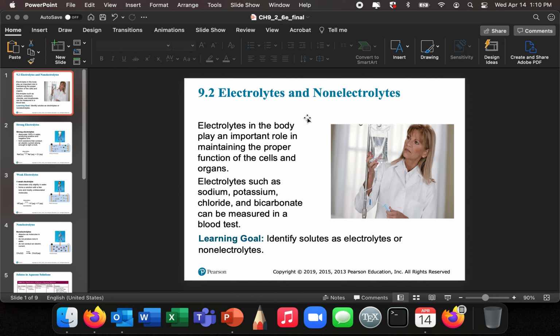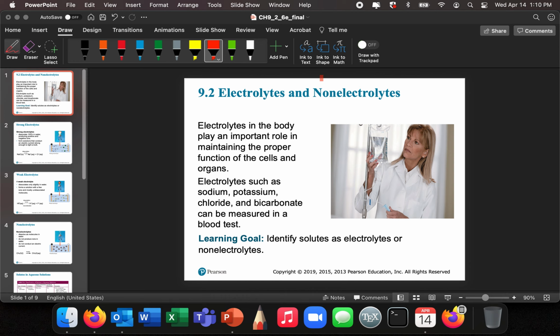So now we're going to talk about electrolytes and non-electrolytes, and this is going to look very much like a lab we just did. Electrolytes in the body play an important role in maintaining proper function of the cells and the organs. Electrolytes such as potassium, sodium, bicarbonate, and chloride can be measured in a blood test. So our goal here is to describe first of all what electrolytes do, and identify solutes as electrolytes or non-electrolytes.